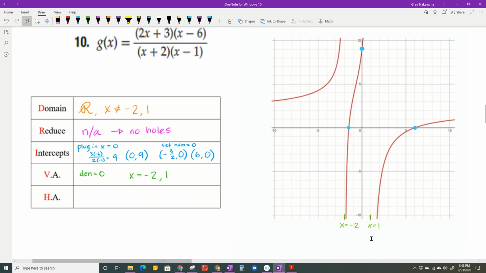So in Delta Math, when you do it, you click on vertical asymptote, and then you get it and you drag it over to the right place. So you'll see, it's kind of nice. I like it. Okay, horizontal asymptote.